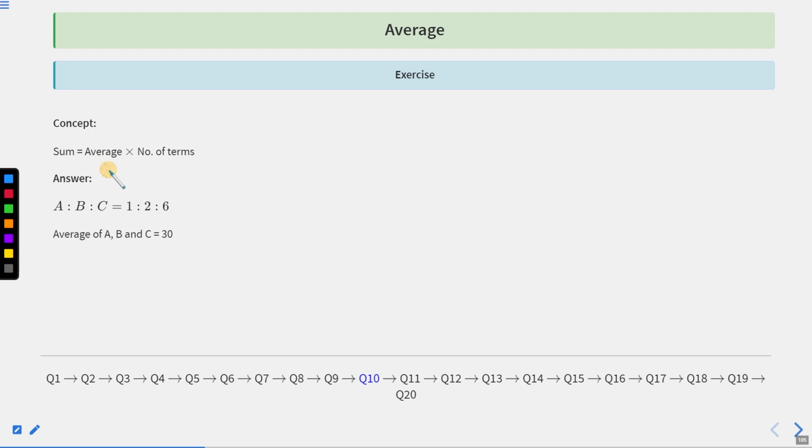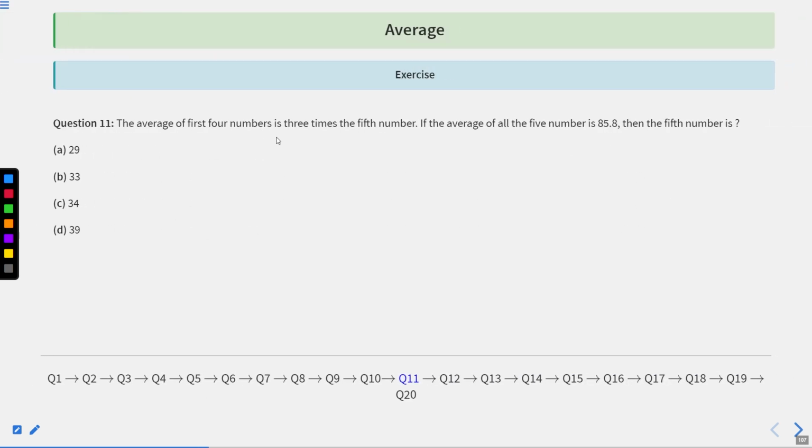So sum equal to average times number of terms. This is the key concept that we are going to use in this question. So we have A is to B is to C equal to 1 is to 2 is to 6. The average of A, B and C is 30, so A plus B plus C equal to 90. So 9 units is equal to 90, 1 unit is equal to 10. So the difference of A and C is 5 units, which is equal to 50.